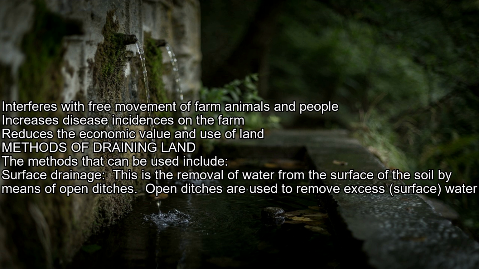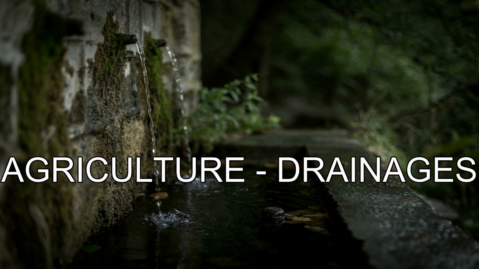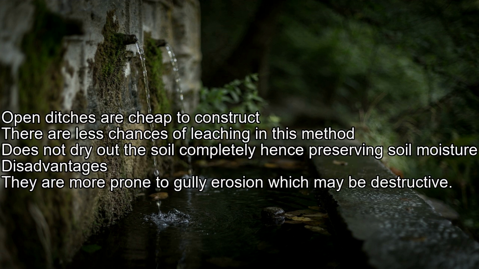Methods of draining land. The methods that can be used include surface drainage. This is the removal of water from the surface of the soil by means of open ditches. Open ditches are used to remove excess surface water. Open ditches are cheap to construct. There are fewer chances of leaching in this method. It does not dry out the soil completely, hence preserving soil moisture.